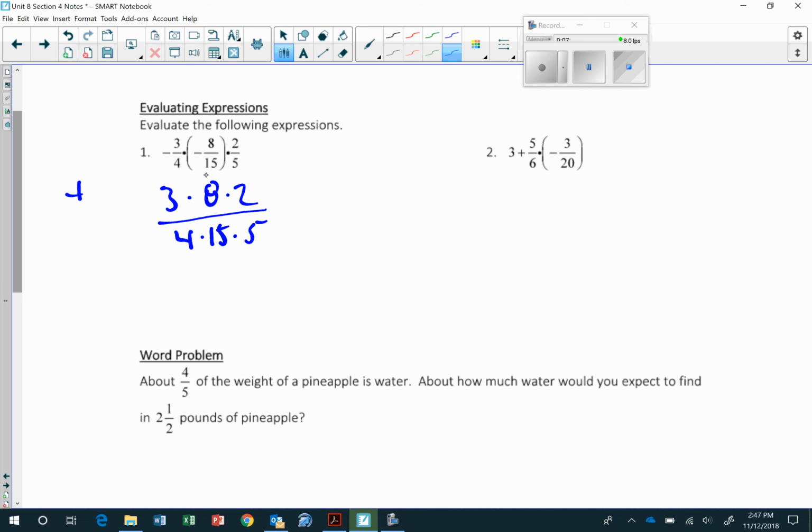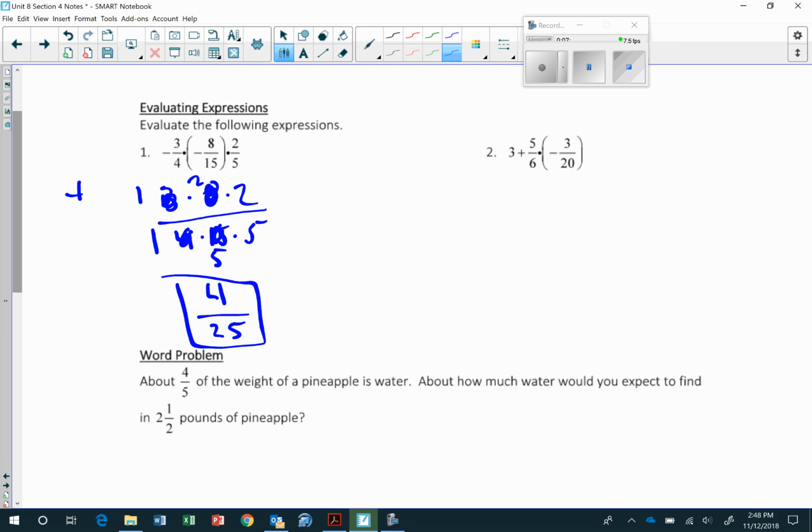So 8 and 4 can both be divided by 4. So 8 will become a 2. This 4 will become a 1. 3 and 15 can both be divided by 3. So the 3 becomes a 1. And the 15 becomes a 5. So we're just left with 4 on the top and 25 on the bottom.